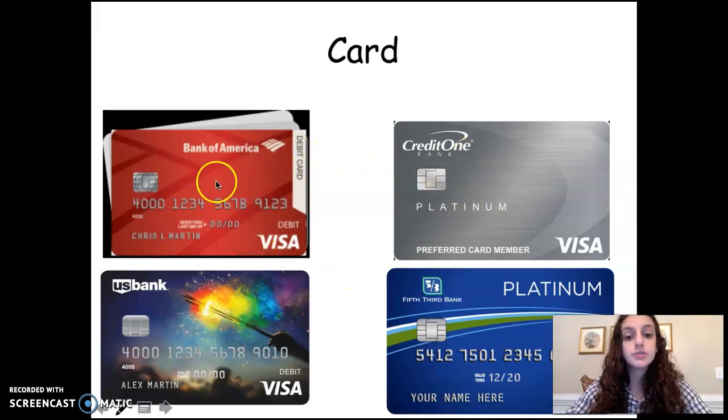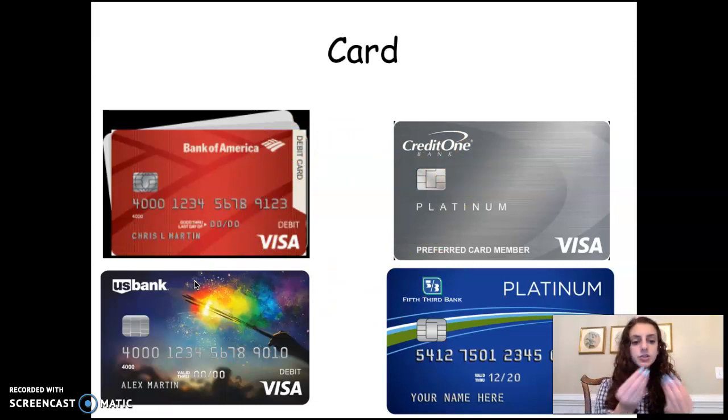Cards are useful because you do not have to carry so much paper money or cash with you at all times. So you can pay for things that cost large amounts of money without having to carry all of that money with you.